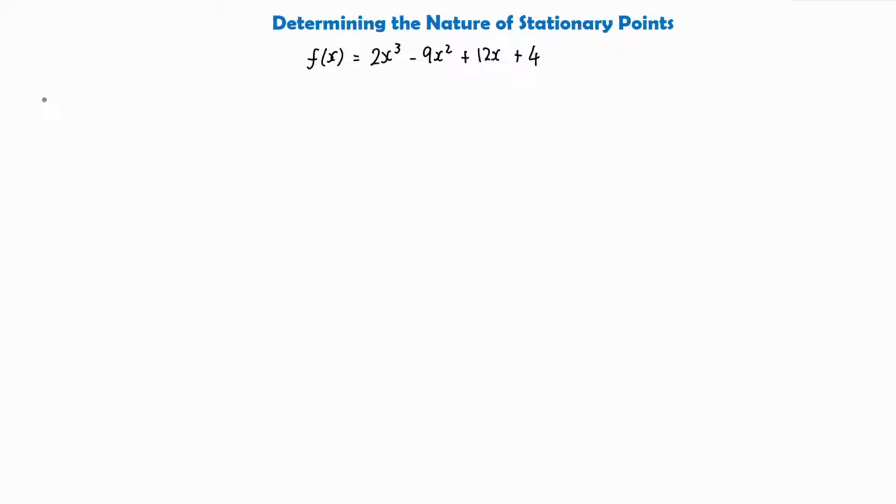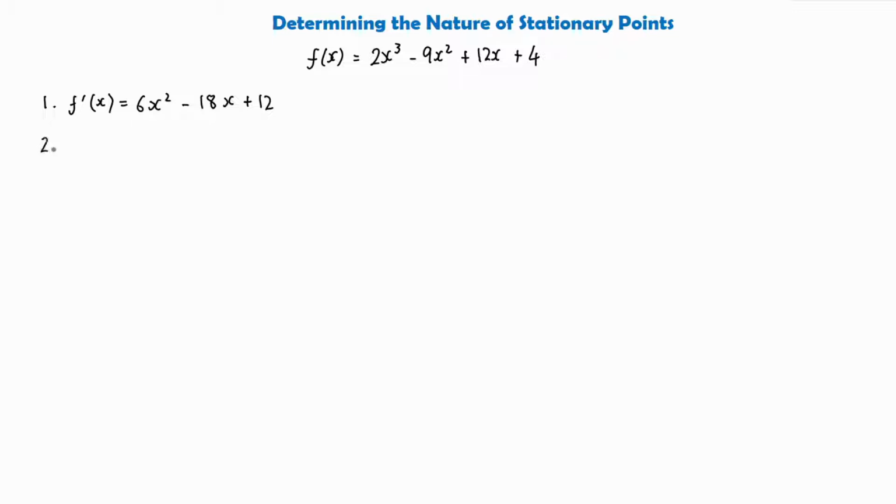So for the first step, we just want to do a bit of differentiation. If you remember, we said stationary points occur when the derivative is equal to 0. So let's start by differentiating f of x. So we get f dash x, the derivative, is going to be 6x squared, take the power down to the front, minus 18x, and then 12 is going to be the bit at the end, and the 4, as you can see, is just going to go to 0. So this is the derivative.